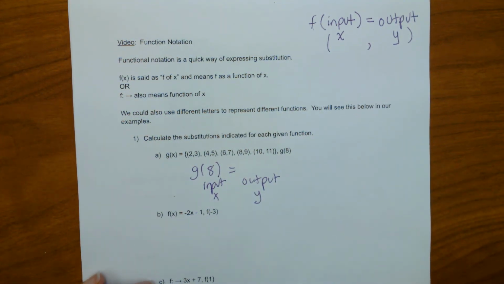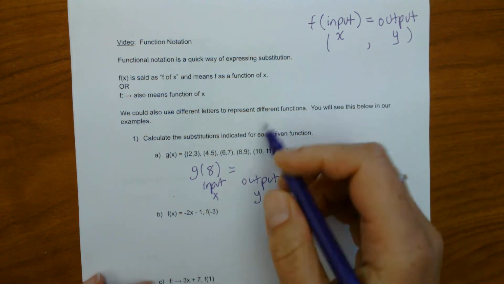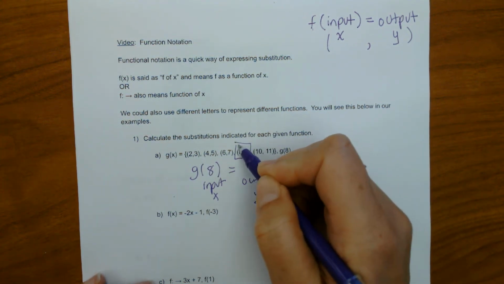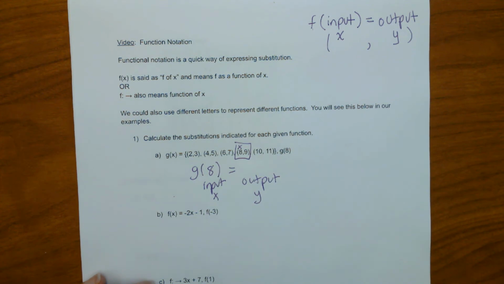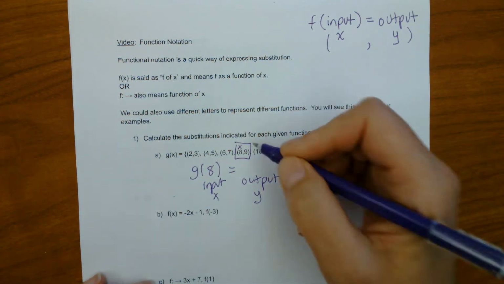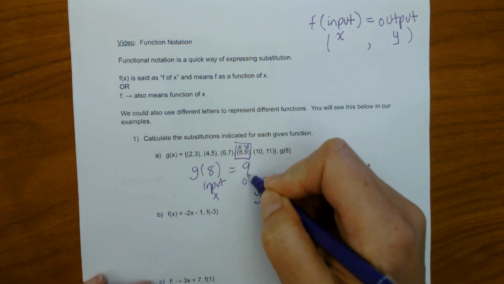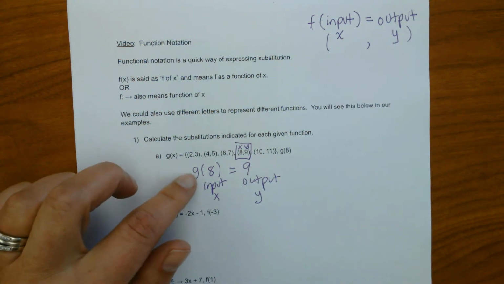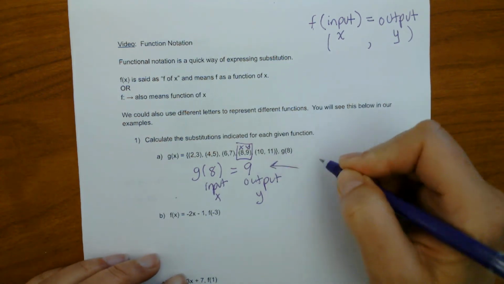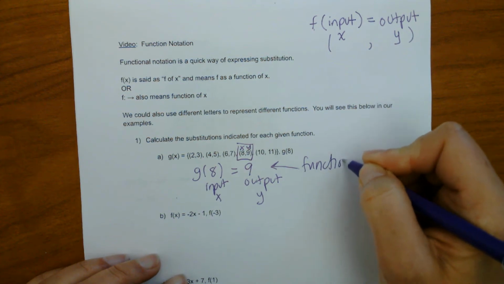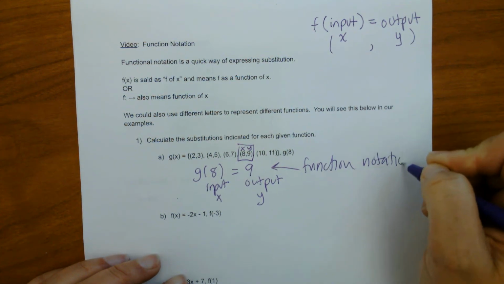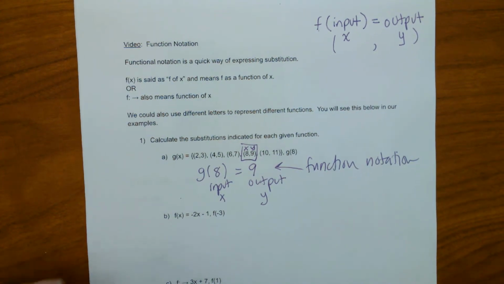And this is how we're going to be treating these functions. So let's go and look to see. All right, which one has an x value of 8? Ooh, this one. x is 8. So what is its corresponding output or y value? 9. And so that is the answer. And this is how you write it in function notation. All right, let's keep going.